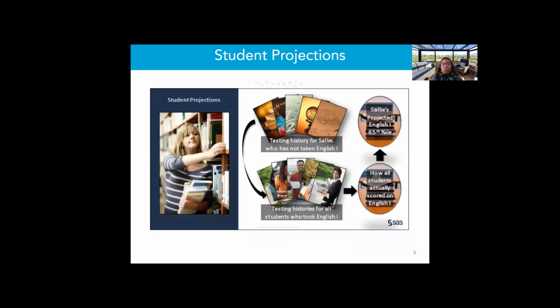So here's a little bit of a visual, kind of the same thing. Take the testing history for Sally, who has not taken English 1, and compare it to the testing history of all students who have taken the English 1 exam. Then look at how students actually scored on the English 1 exam. And then they project Sally to be at the 65th percentile, right? So it's all based on testing history, trends and patterns from my testing history compared to those who have already taken the test.